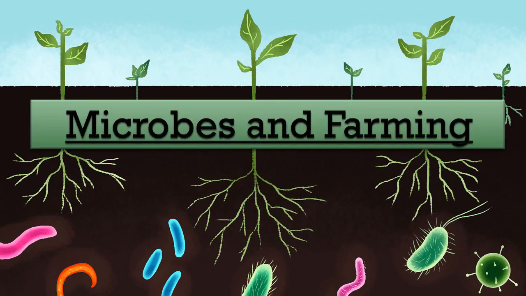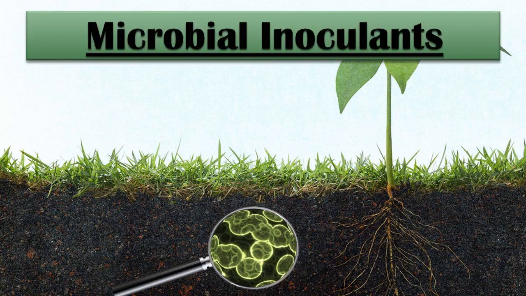Next topic is microbes and farming. So here the microorganisms are also useful in farming. Okay, so now next we have microbial inoculant. Inoculant is a process in which microorganisms are introduced into the plant body just to increase the immunity against particular diseases or particular pathogens.